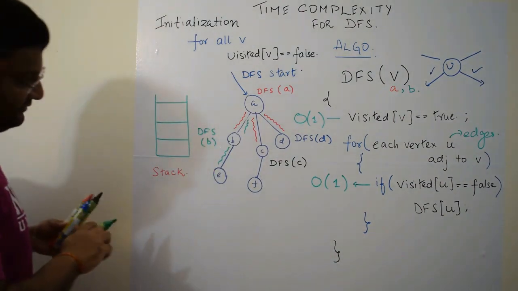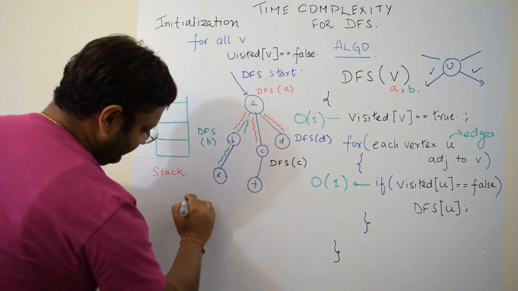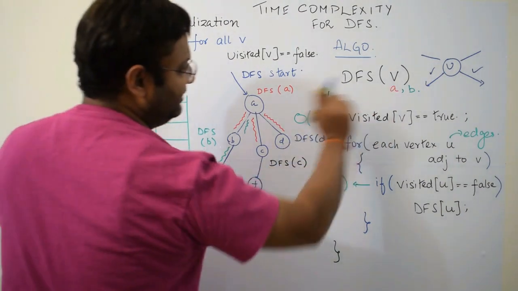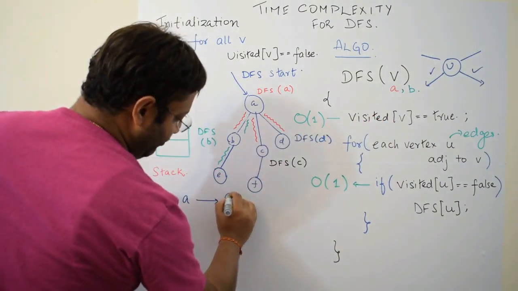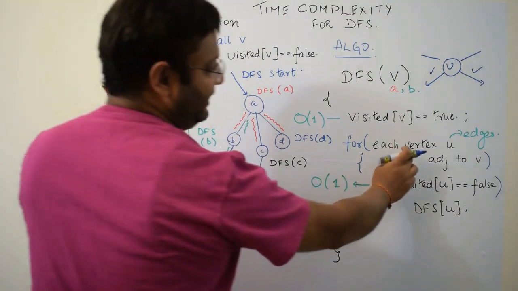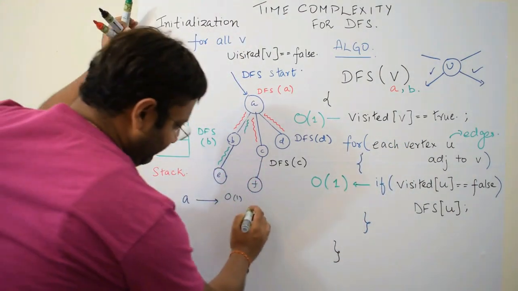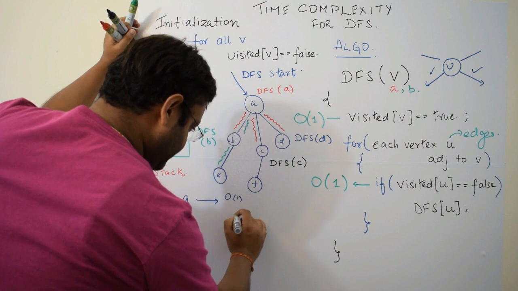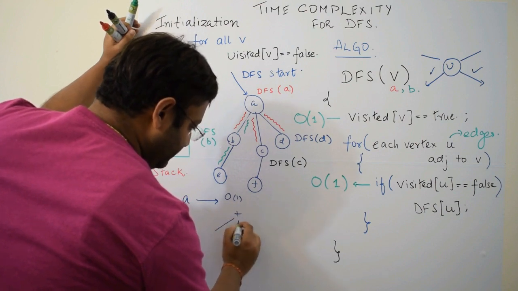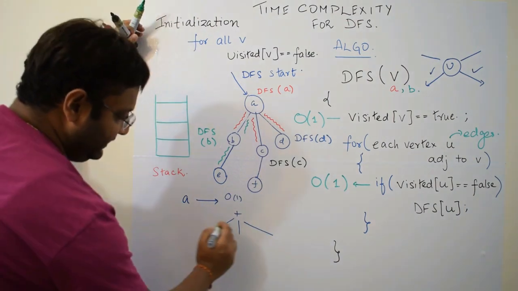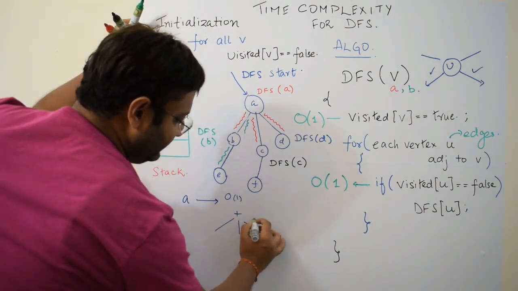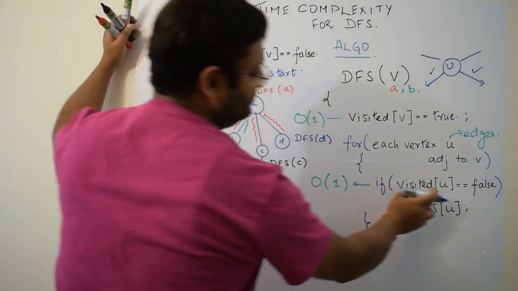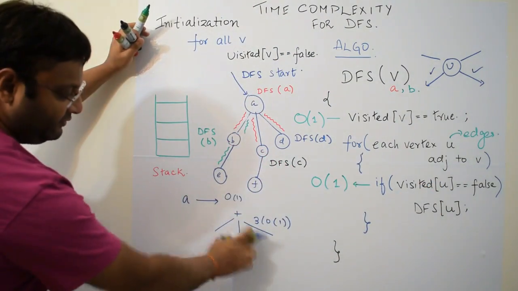So if I try to evaluate this, for A, what has happened? A constant amount of work has been done here. So O(1) has been done here. And how many times has this for loop been called? If I write it like this, 1, 2, and 3 times, correct? So 3 times, and these are constant statements because each one is just evaluating this condition. So 3 times it has been called.